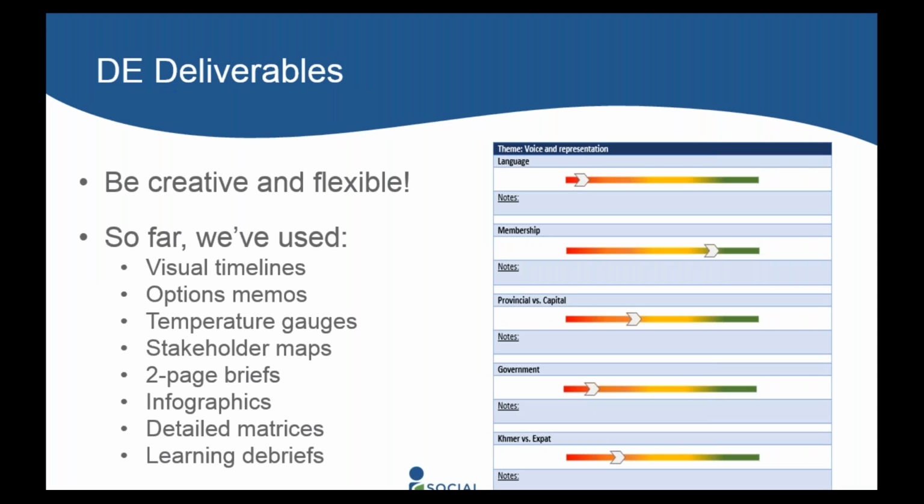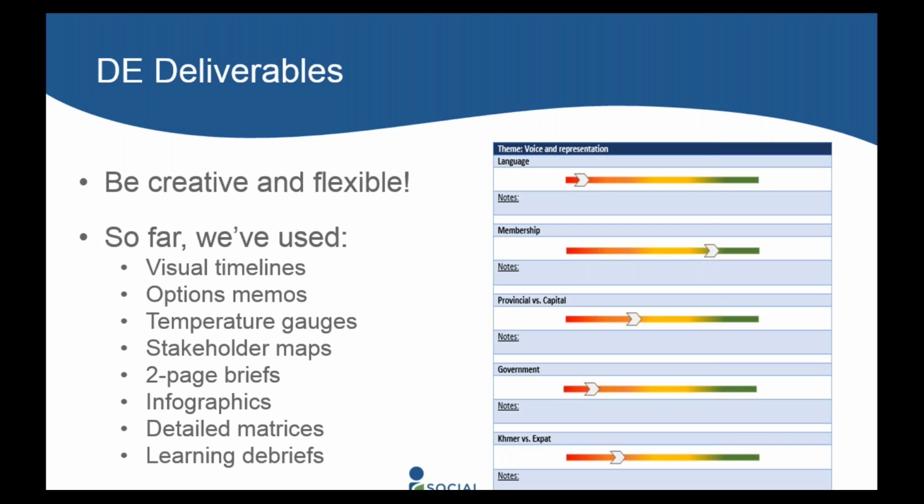On the deliverable side, we often find that this is a big question for people, that they have a hard time buying into a developmental evaluation without first understanding, okay, what does it look like? What will it give me? It's one of the hardest parts of generating buy-in, and they don't like to hear the answer, it depends. But what we found is that it really does depend. And so far, we've used a lot of different types of deliverables.